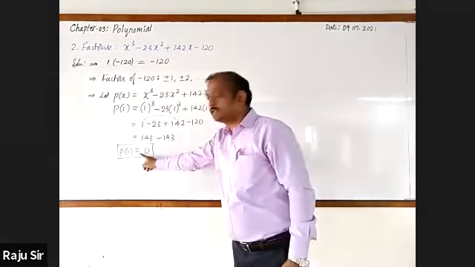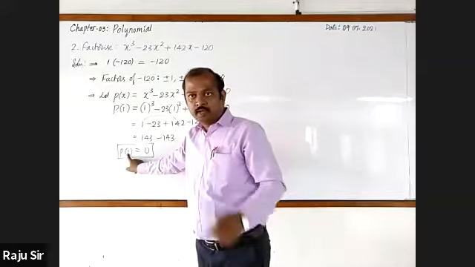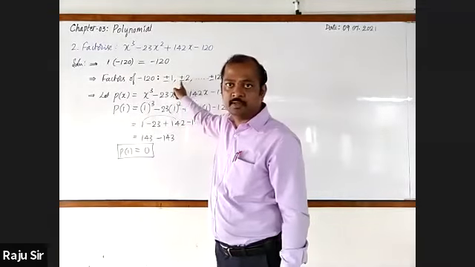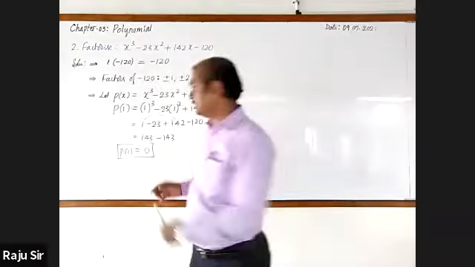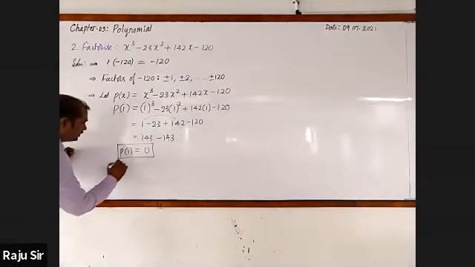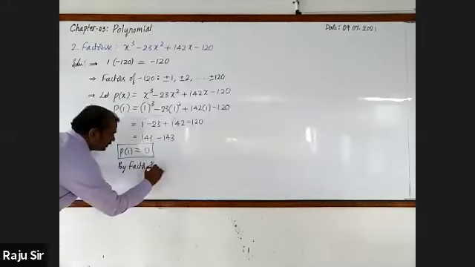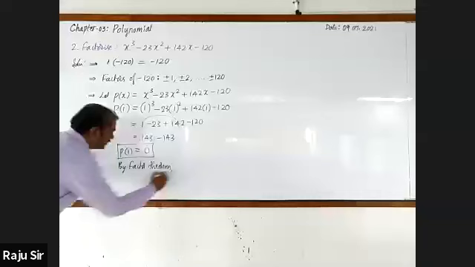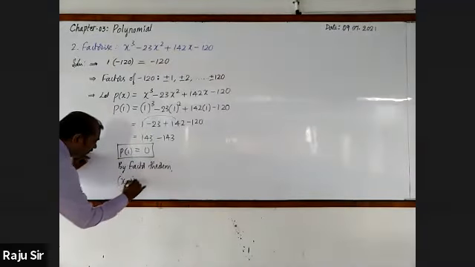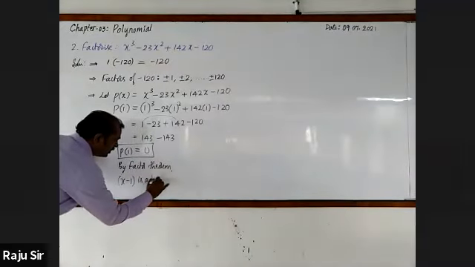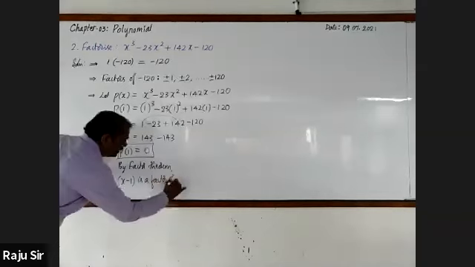If this remainder is 0, what is the factor? X minus 1. Yes, x minus 1 is the factor of p of x. X equal to 1 is the zero of the polynomial. Hence, x minus 1 will be the factor. We have got it by the factor theorem. x minus 1 is a factor of p of x.